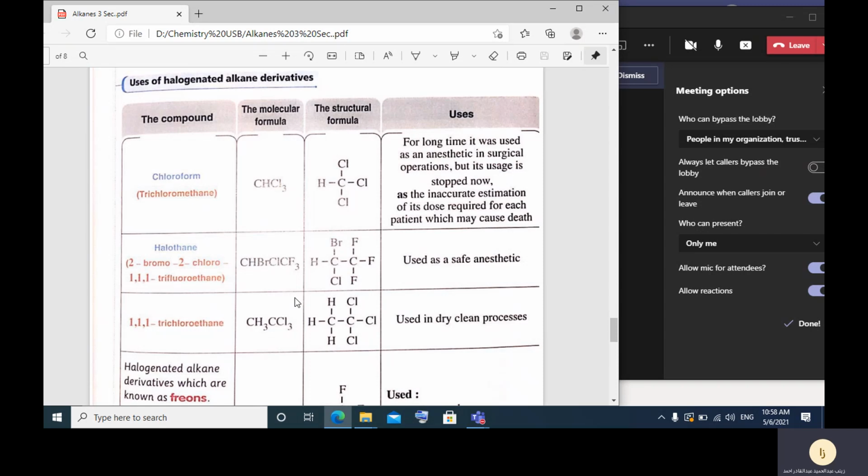Halogenated alkane derivatives. We have many derivatives of alkanes. First, chloroform. Chloroform, its chemical name trichloromethane. Its structural formula is CHCl3. It can be used as anesthetic substance in surgical operations, but its usage is stopped now. Why? As its dose required for each patient cannot be estimated accurately, which may cause death.